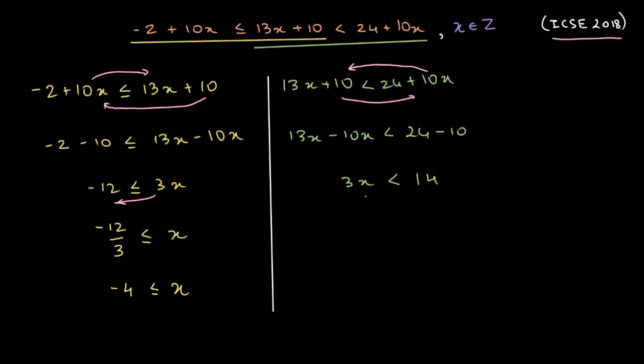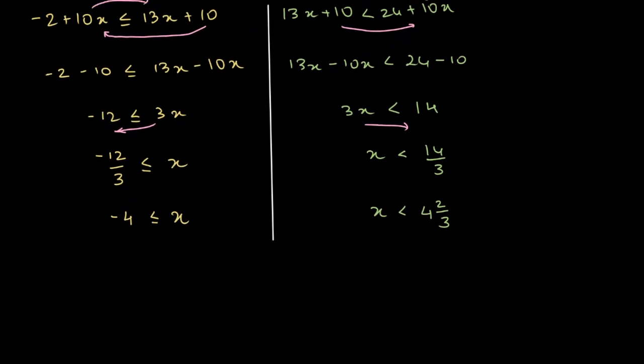Now 3x on this side, the 3 taken from multiplication to the other side becomes division. So I get x is less than 14 upon 3. This doesn't get cancelled perfectly. So I can convert this improper fraction to a mixed fraction. So 14 upon 3, 3 fours are 12. So 4 and 2 is the remainder. So 4, 2 upon 3. So x is less than 4, 2 upon 3. Alright. So that's what we get after solving both our parts.